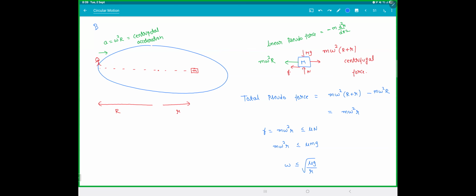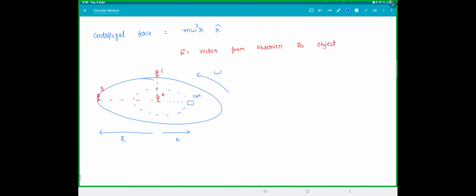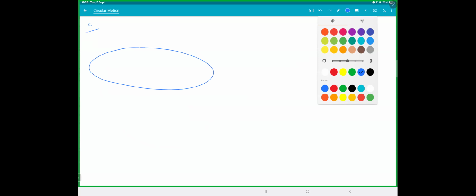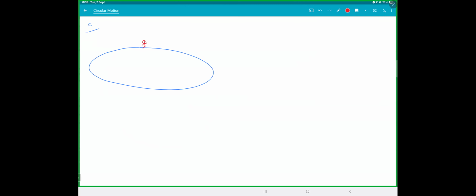Let's take one more example. C is also standing. Let's do it in C's frame also. If you ask C to do the problem, again, we are doing the same problem in all three frames. So this is the top view, or I'll just put it as the side view only. C is standing here. The coin is here.